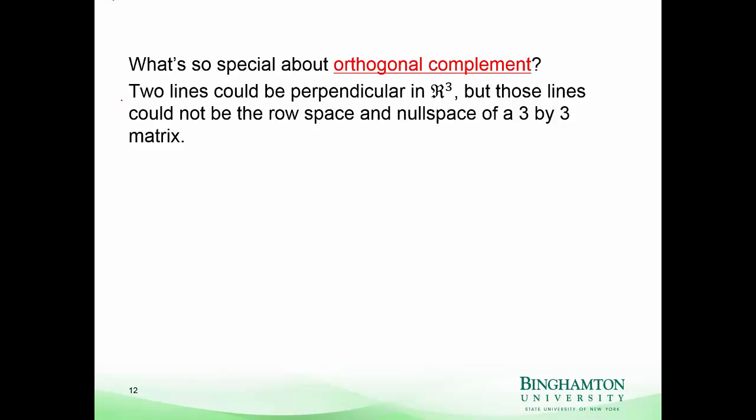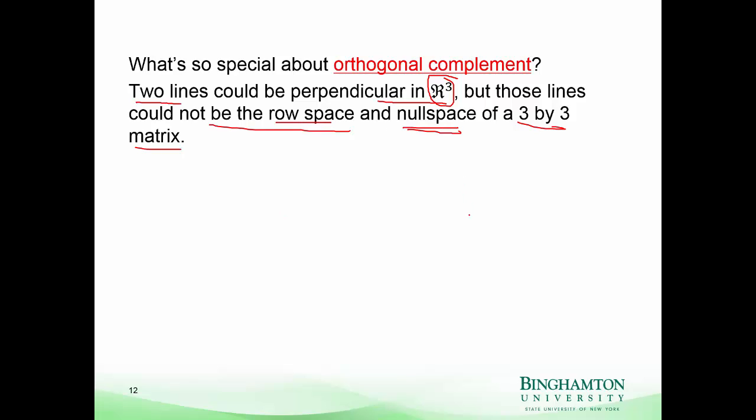We've been looking at, asking about two lines. They can be perpendicular in R3, but we know that those two lines could not be the row space and the null space for a 3x3 matrix, because they don't add up to 3 dimensions. They couldn't even be orthogonal complements of each other. So they certainly can't be the row space and the null space.